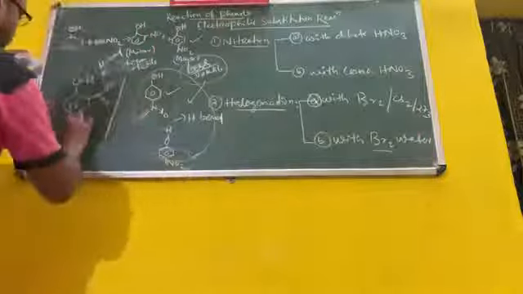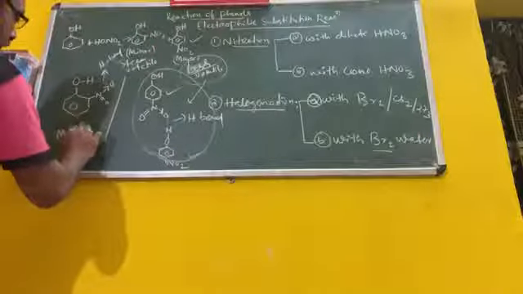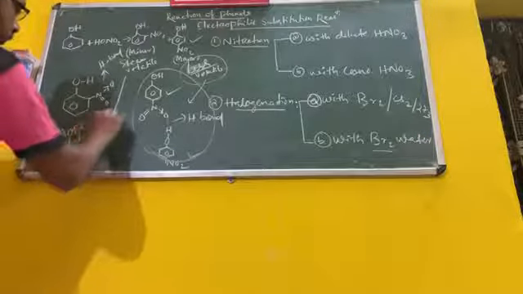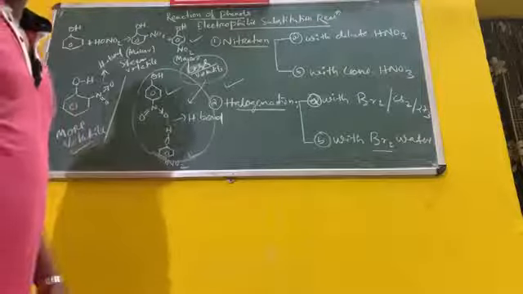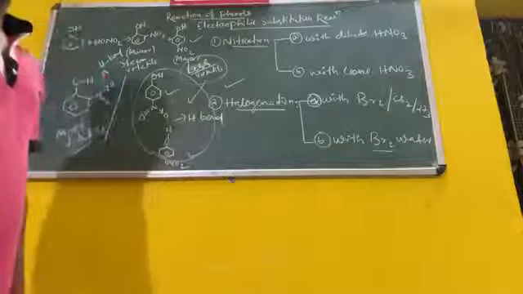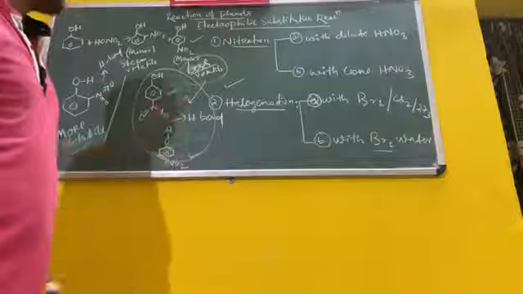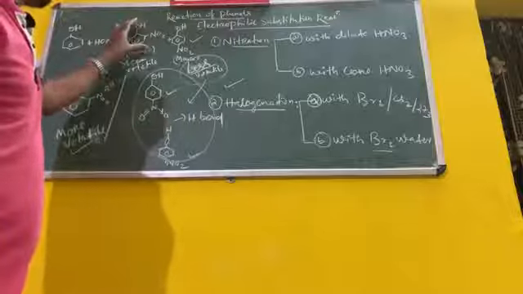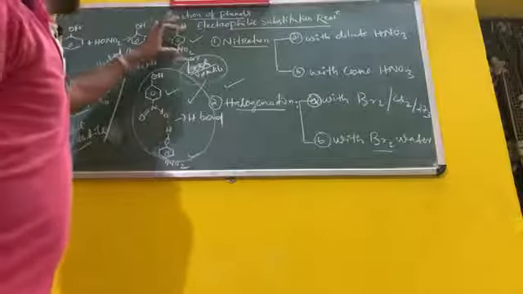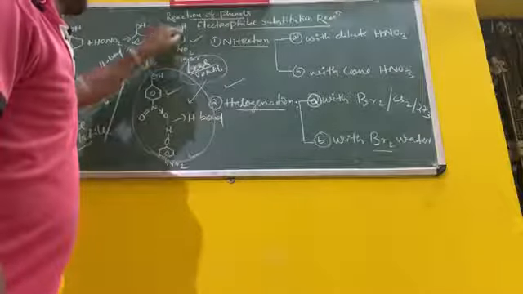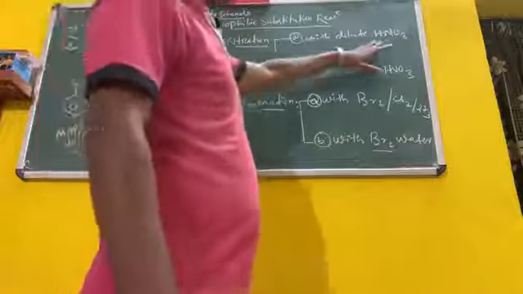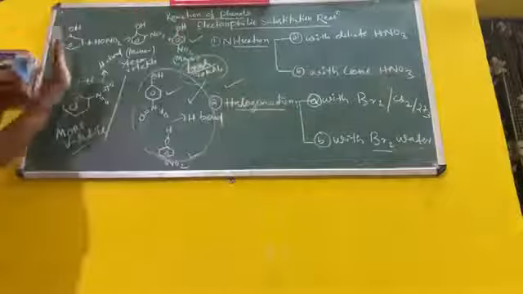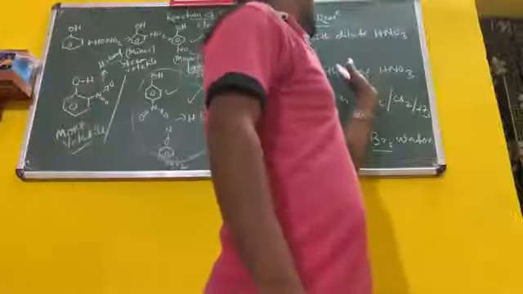The ortho one is more volatile. It is present in steam, so it is known as steam volatile or more volatile. The para one is less volatile. So these are the two differences between the minor product and the major product. The major product is the para derivative, paranitrophenol, and this one is orthonitrophenol. These reactions are related to dilute nitric acid. Then we will go to concentrated nitric acid.